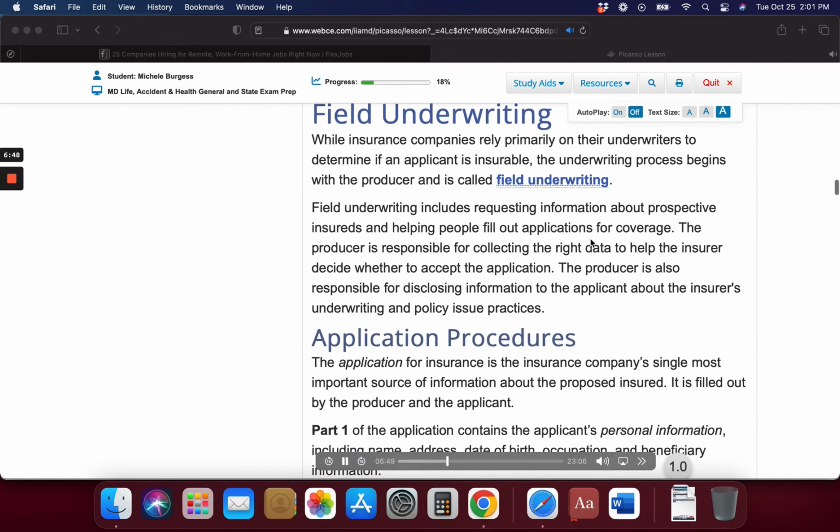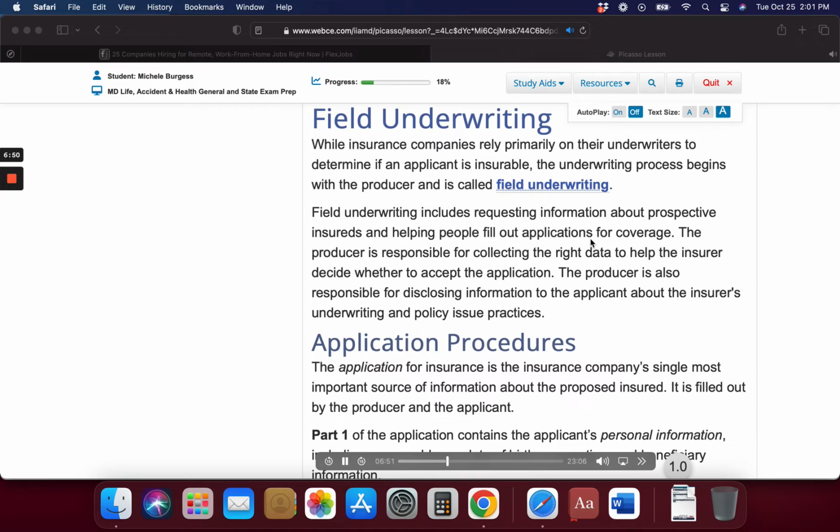Field underwriting. While insurance companies rely primarily on their underwriters to determine if an applicant is insurable, the underwriting process begins with the producer and is called field underwriting. Field underwriting includes requesting information about prospective insureds and helping people fill out applications for coverage. The producer is responsible for collecting the right data to help the insurer decide whether to accept the application. The producer is also responsible for disclosing information to the applicant about the insurer's underwriting and policy issue practices.